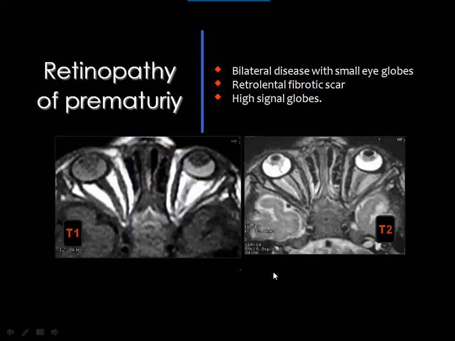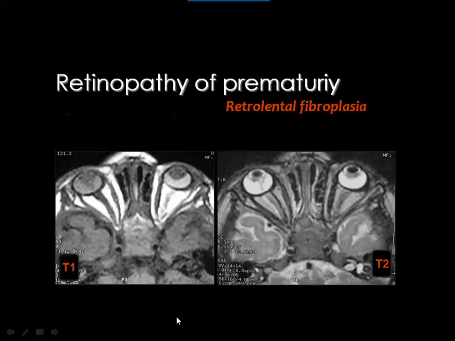And this disease is bilateral, and the globes are usually small. Posterior to the lens, you see a shadow which is dark in all pulse sequences because of the presence of fibrosis, and the globes, of course, will show high signal, similar to the two other lesions.